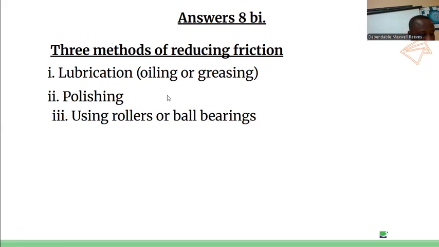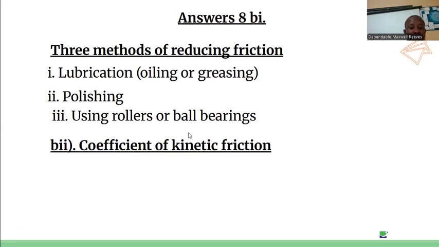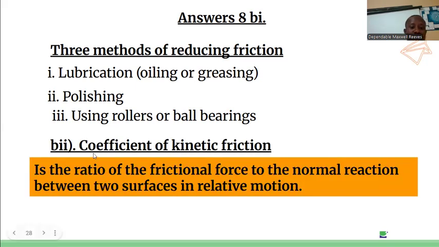Next, for question 8B2R, we were asked to explain the term coefficient of kinetic friction. This is our expected answer. Coefficient of kinetic friction simply means the ratio of the frictional force to the normal reaction between two surfaces in relative motion. So this is the answer to question 8B2R.